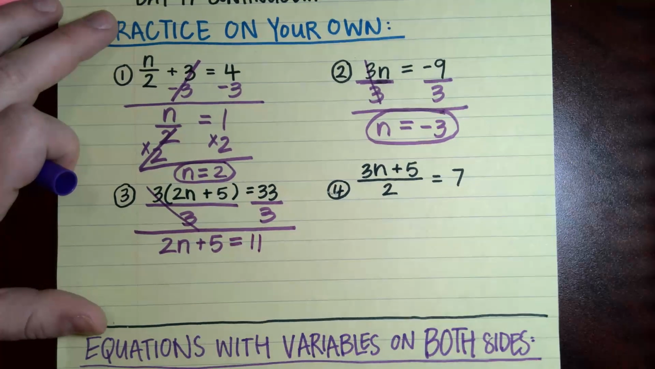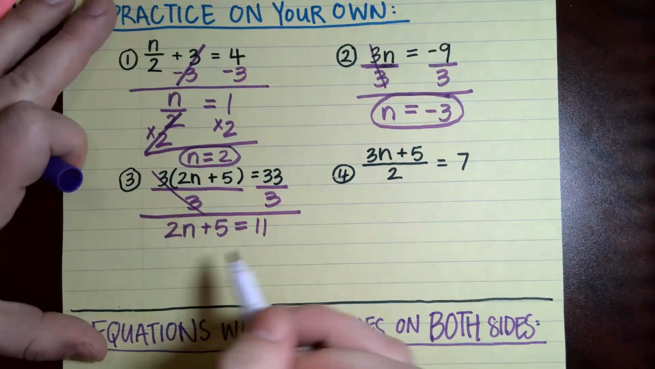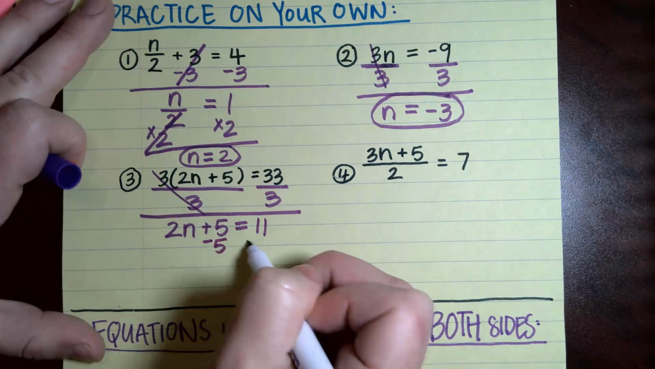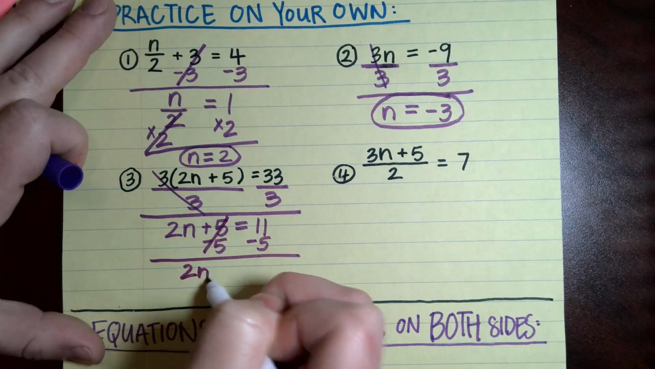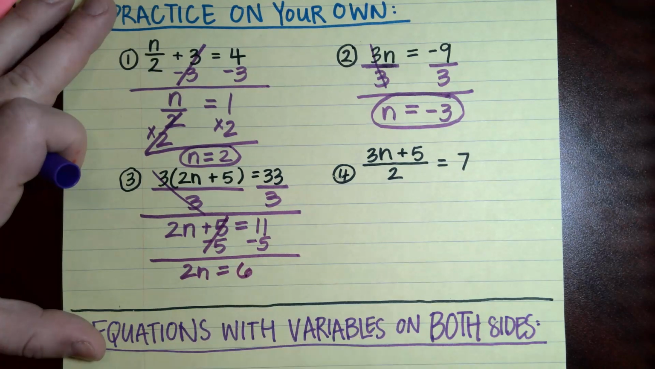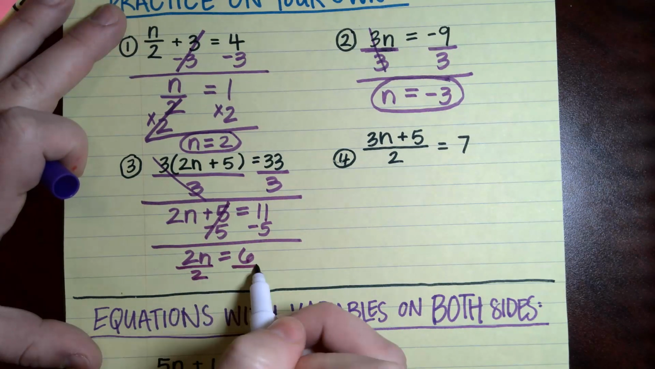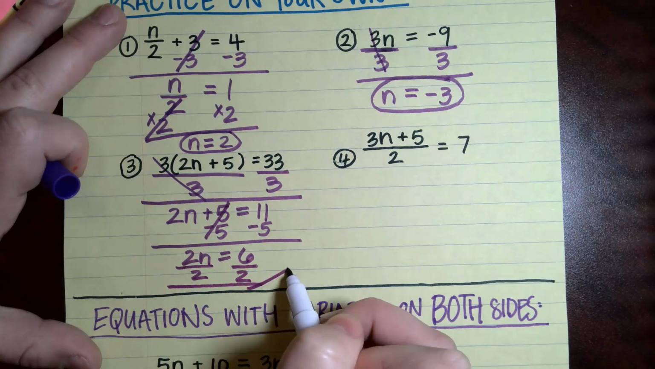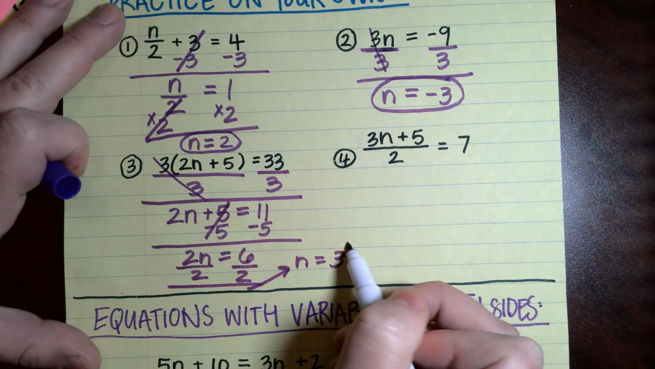11. Okay, now what do you do? Subtract 5. Yep, subtract 5. So I'm left with 2 times n equals, what is that, 6? All right, then what? Divide 2 into both sides. Divided by 2, and then we're going to get n equals 6 divided by 2, which is 3.